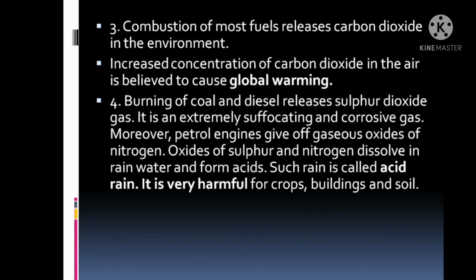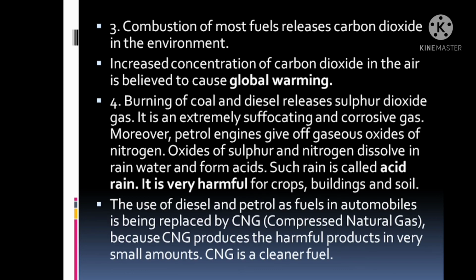And the last point, 4: burning of coal and diesel releases sulfur dioxide gas. It is an extremely suffocating and corrosive gas. Moreover, petrol engines give off gaseous oxides of nitrogen. Oxides of sulfur and nitrogen dissolve in rainwater and form acid, so such rain is called acid rain. You might have heard this word; if you haven't, we can learn it in higher classes. It is very harmful for crops, buildings, and soil.